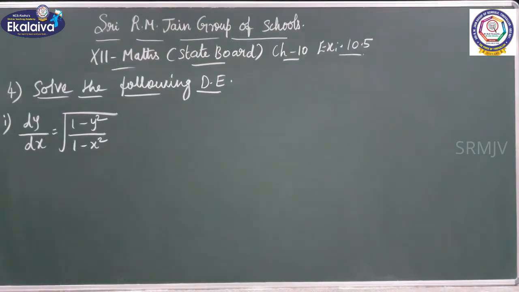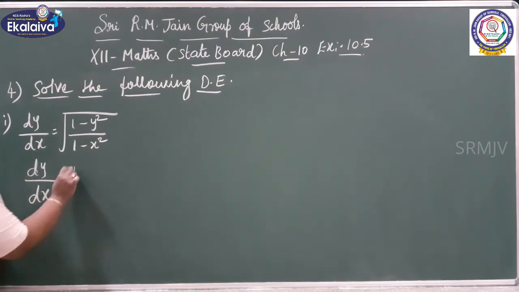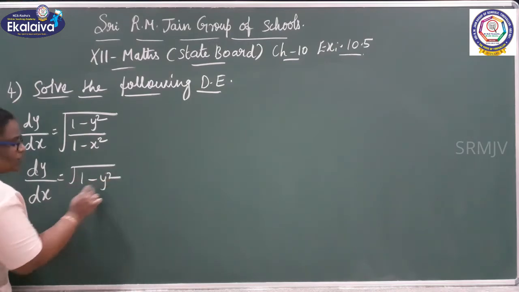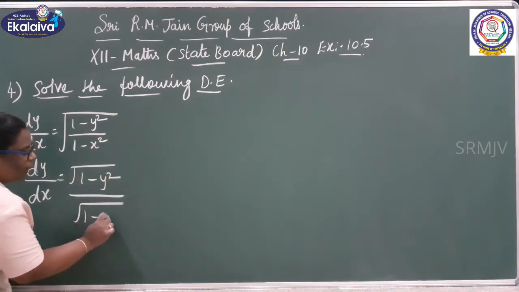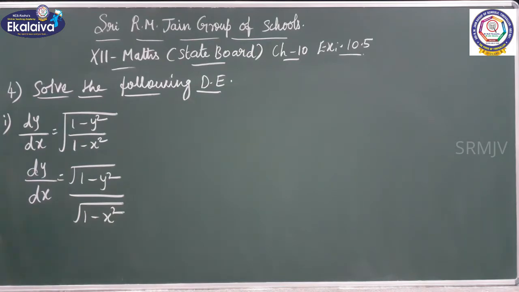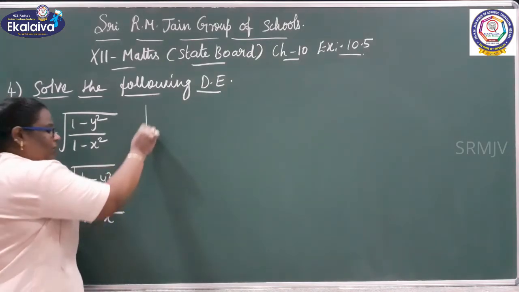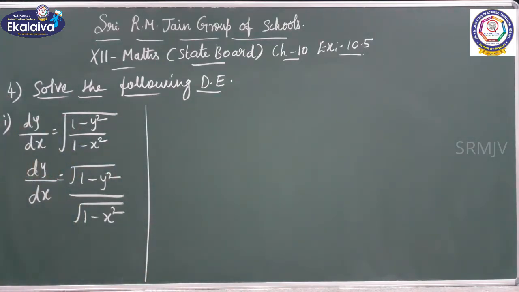See the fourth sum. Solve the following differential equation. First subdivision, dy by dx equal to root of 1 minus y square by root of 1 minus x square. We will do it by variable separable method.